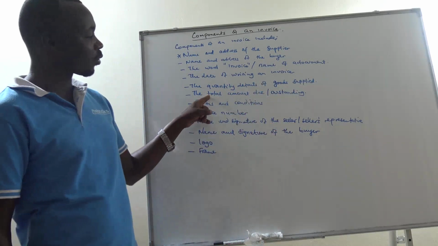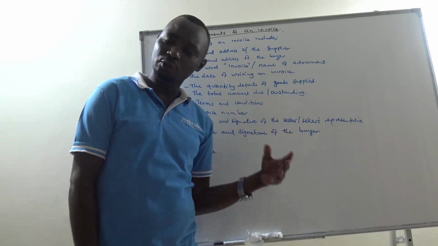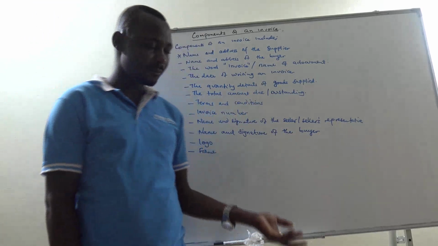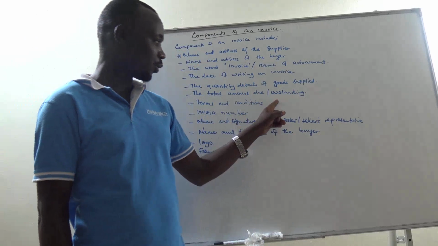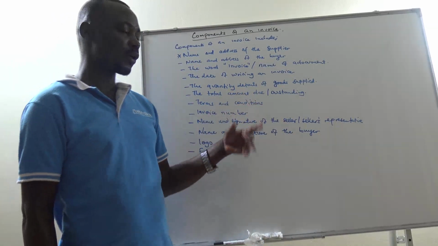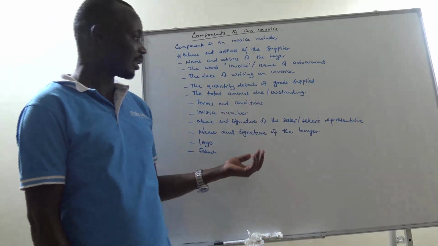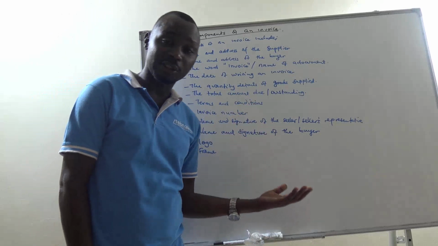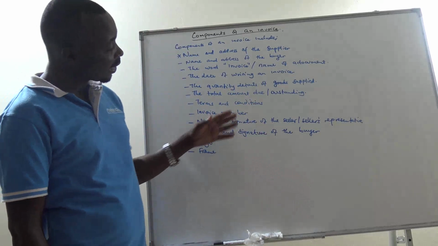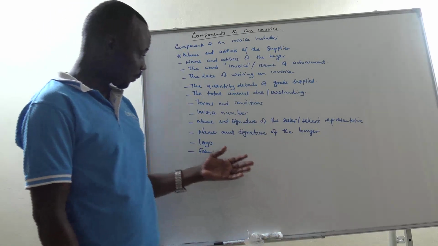Then at the end of it all, we need to know the total amount that you are demanding. The total amount due. This total amount due will help the buyer to know that indeed I am being demanded this amount basing on the goods that person took on credit.